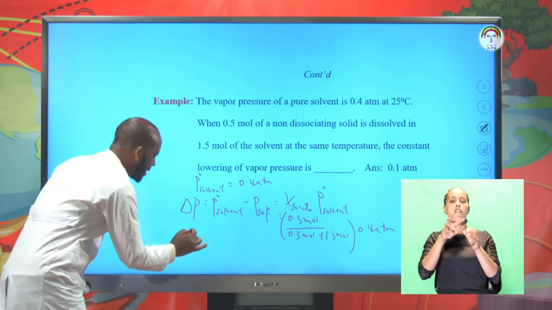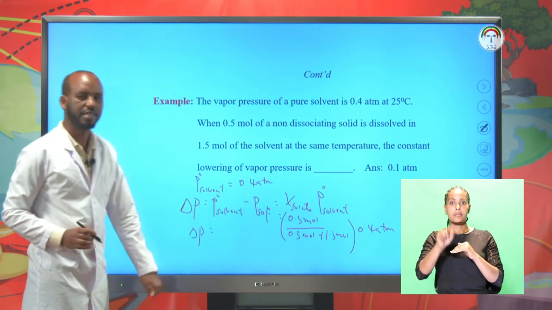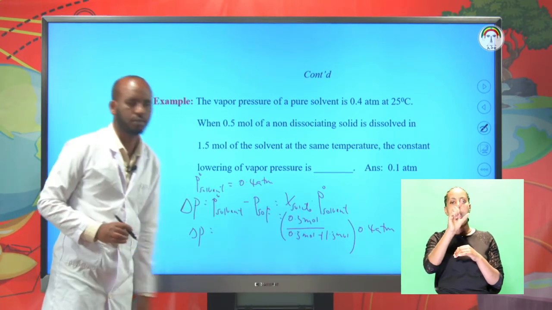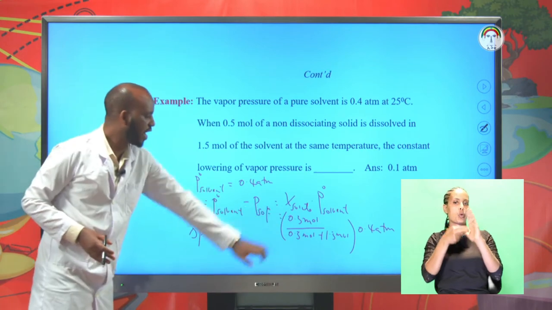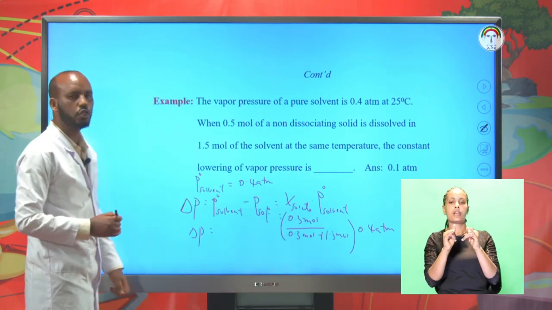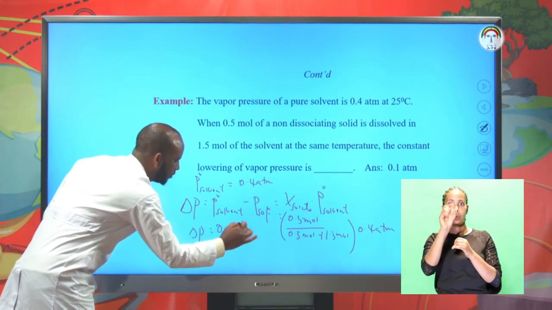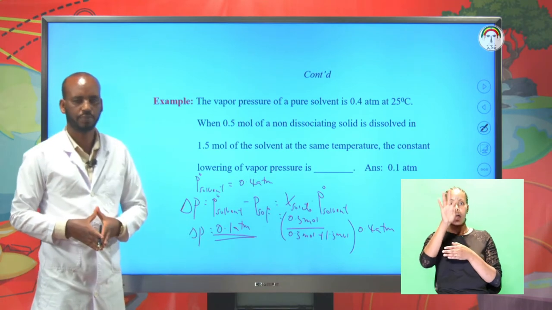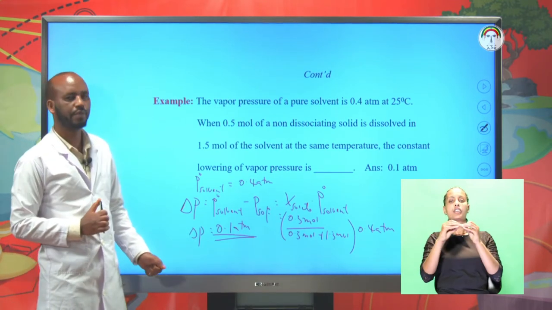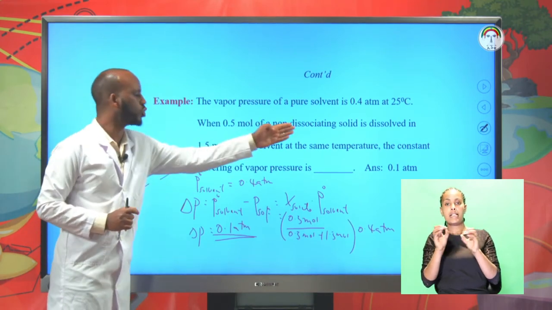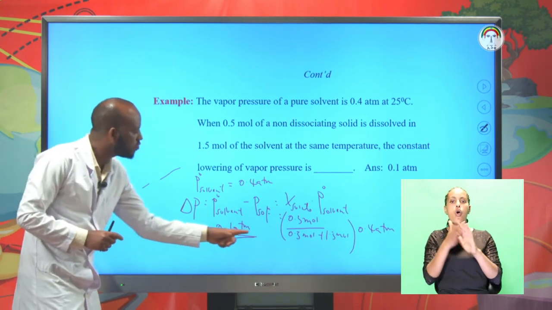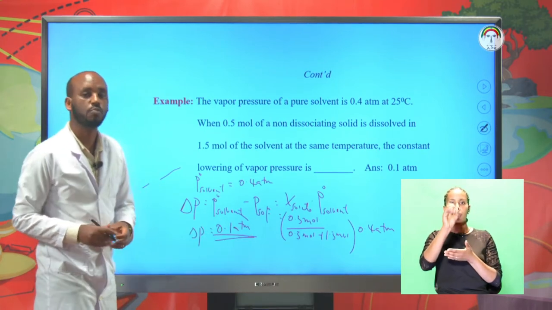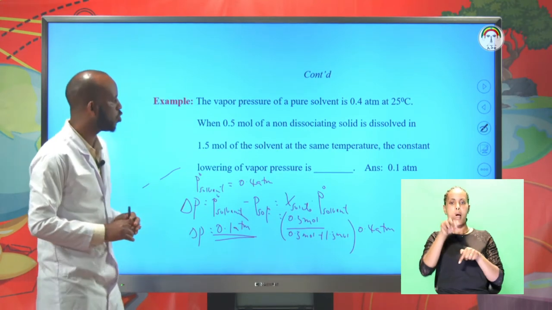Now the lowering in vapor pressure, delta P, equals 0.5 divided by 0.5 plus 1.5, which is 2 mole. Mole will be cancelled by mole. Mole fraction has no unit. Therefore, 0.5 divided by 2 times 0.4 atmosphere is 0.1 atmosphere. Vapor pressure of a solution is lowered by 0.1 atmosphere. Because, as we said, addition of a non-volatile or non-dissociating solid into a solvent lowers its vapor pressure. You see? Vapor pressure of a solution is lowered by 0.1 atmosphere. This is delta P of this solution.